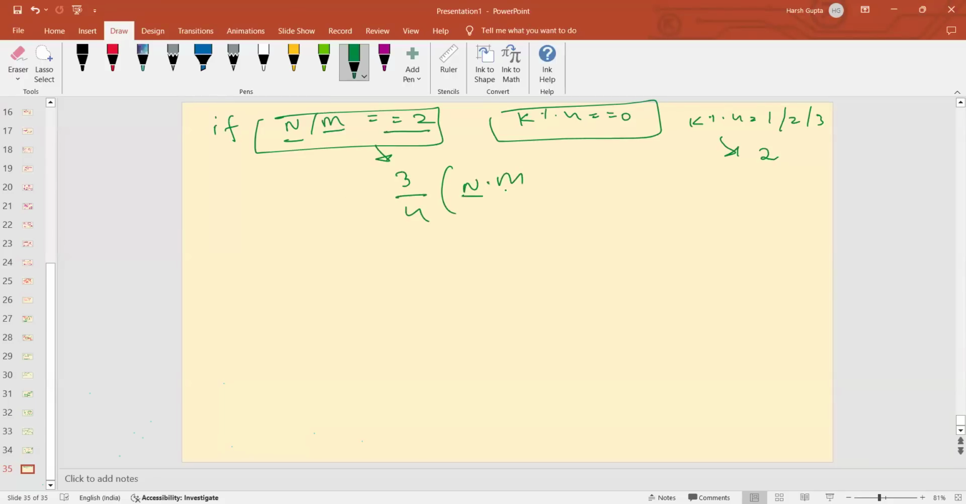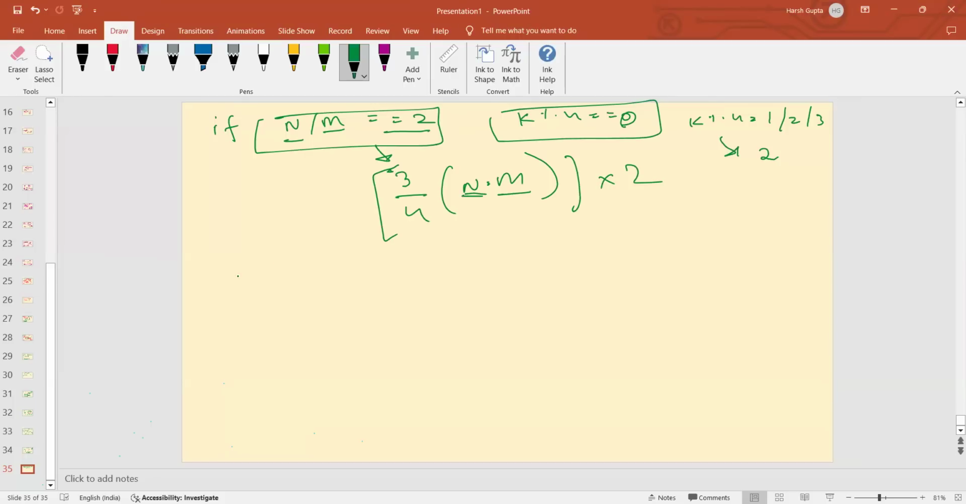Because we know that since n is also even, m is also even, n multiplied by m will be divisible by 4, right? So 1/4 of it is equal to 0 and the rest all are equal to 2. So my answer will be 3 by 4 of n cross m multiplied by 2, if any of n or m is equal to 2.